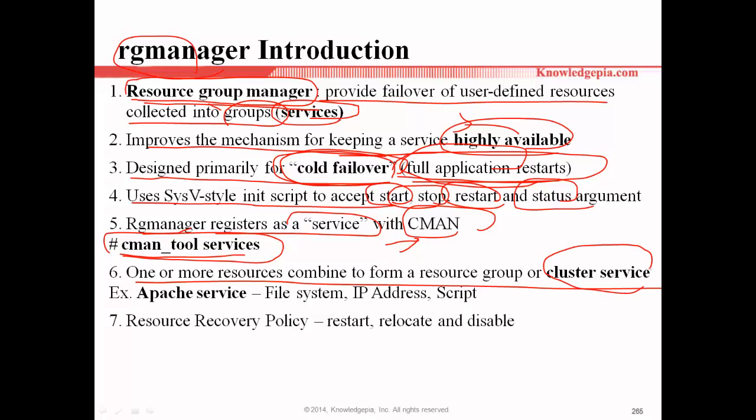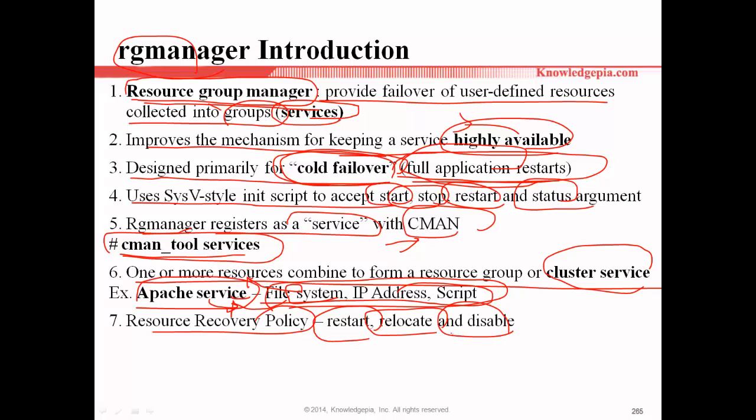Normally, the cluster service can contain several combined resources. For example, if you want to supply the Apache cluster service, this Apache cluster service needs a file system, an IP address, and a script. Each can include members of the resource, and these resource members can support the service. And these resources normally have a recovery policy like restart, relocate, and disable.